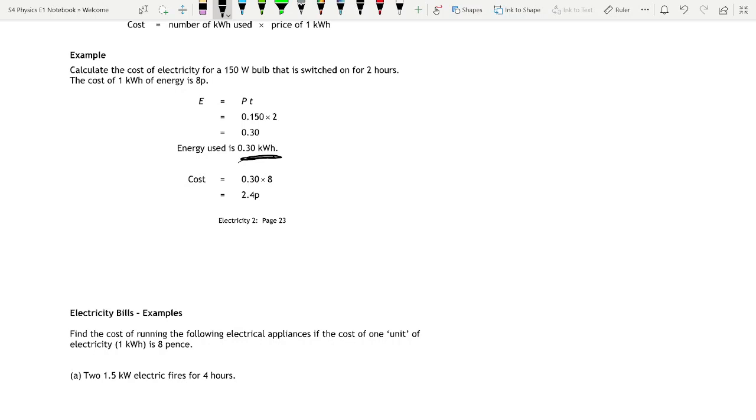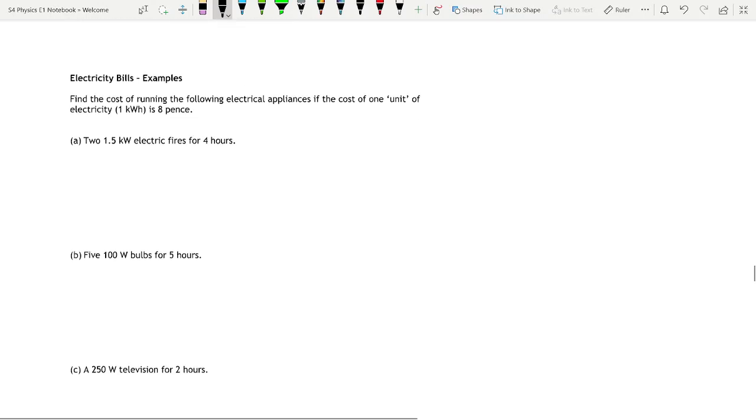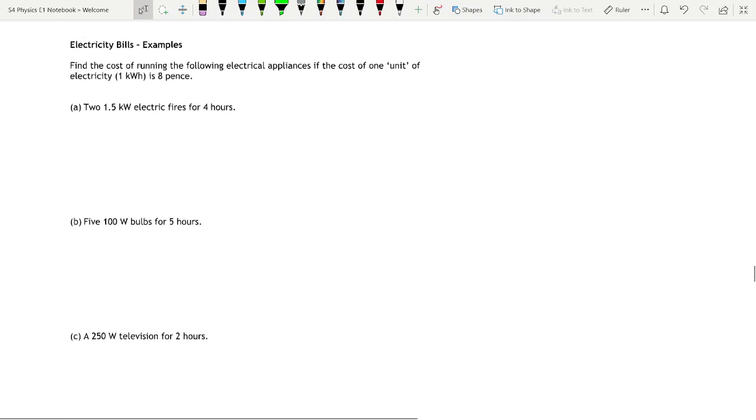I hate doing this because it does confuse people because you have to change it into kilowatts and hours. And that's like everything that I've taught you out the window. So as I said, you don't need to worry too much about them, but it is good to know. So let's go through part A and then I'll let you guys have a go at the rest of them. So find the cost of running the following electrical appliances if the cost of 1 unit or 1 kilowatt hour is 8 pence. So assuming 1 kilowatt hour is 8 pence in all of these.